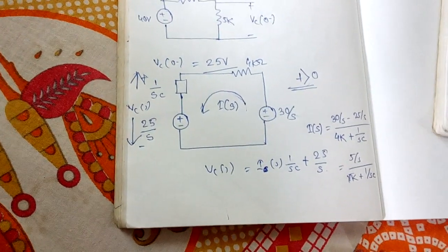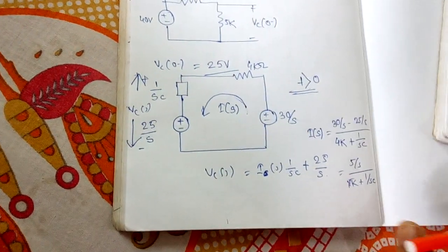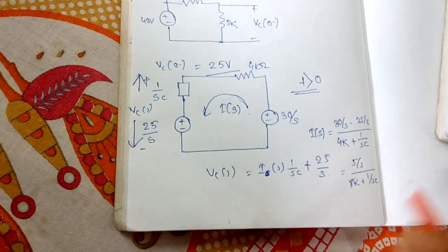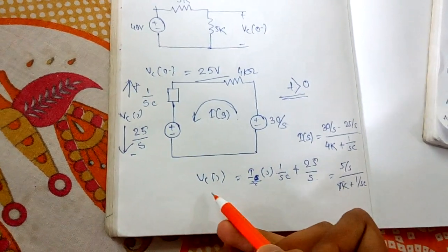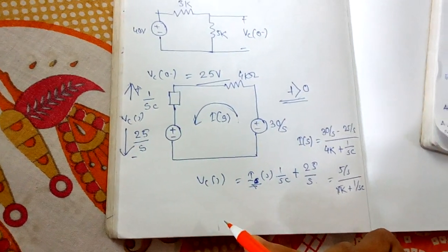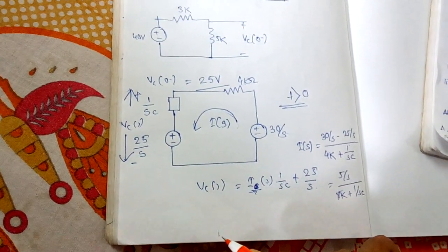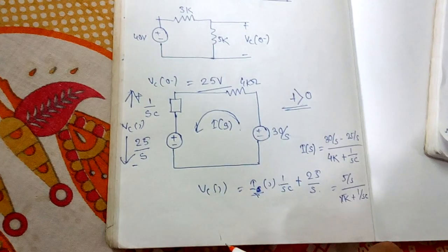Okay, leave that IT. You have to find IS. Now put that IS in this expression, find VCS, and then take its inverse Laplace. So VCT will be easily found at t greater than 0.